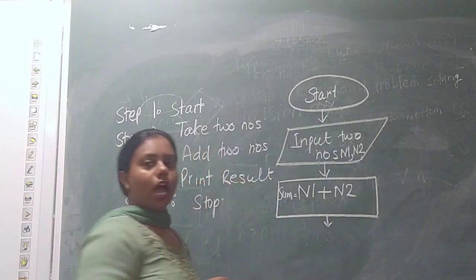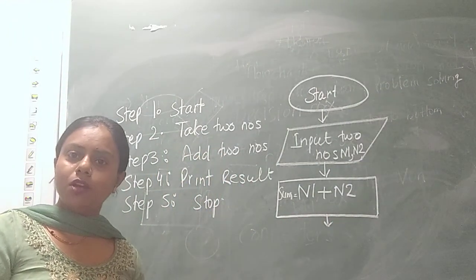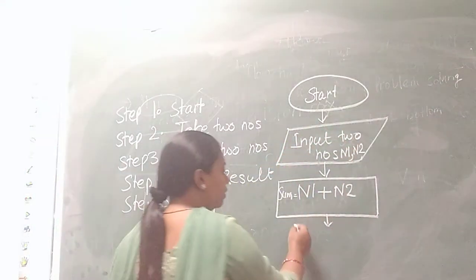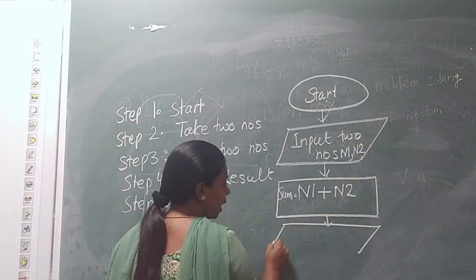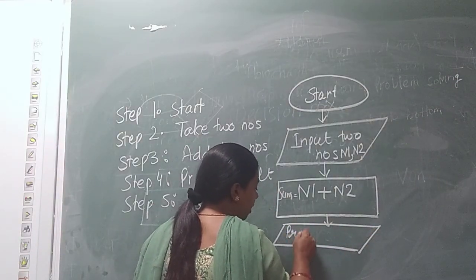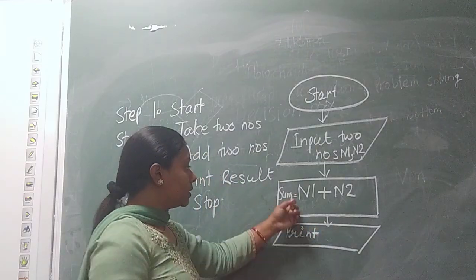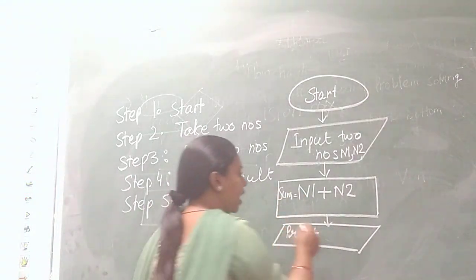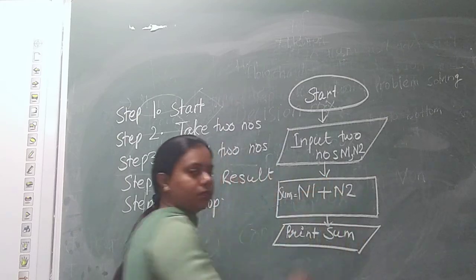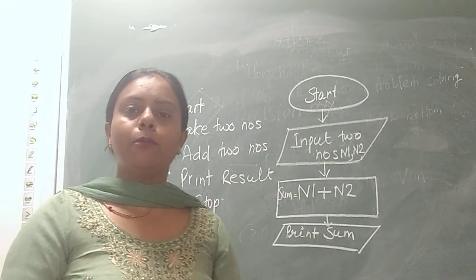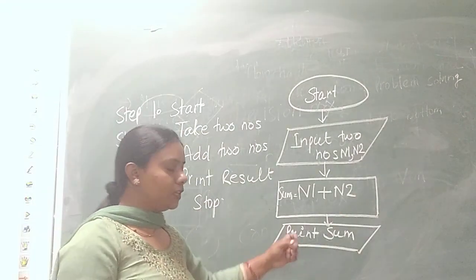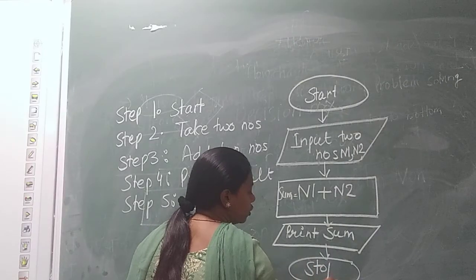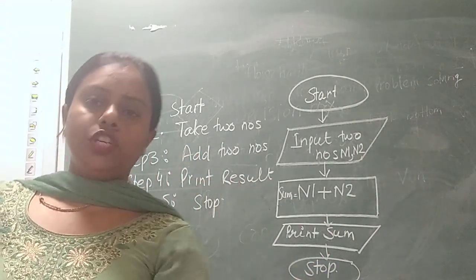Again, when you have to show the result, we will use the input output box. Input box to input the numbers and output box to show the result. So we will use this shaped box, and what will I write over here? Print what? Sum, because when I add the two numbers, the result is stored in sum. So I will write over here print sum. Okay? So this is your output box, and here the result is displayed, and finally we come to the stop. For stop, it's again the oval shaped box.